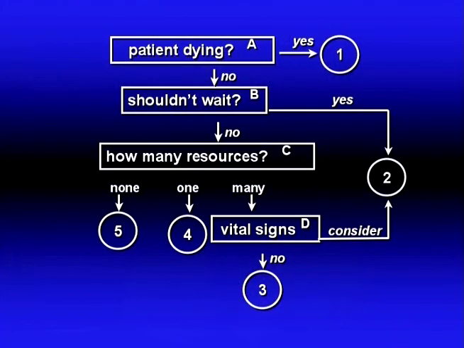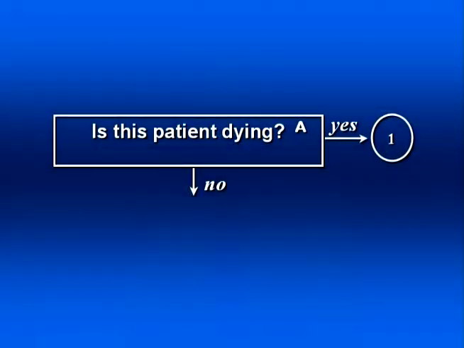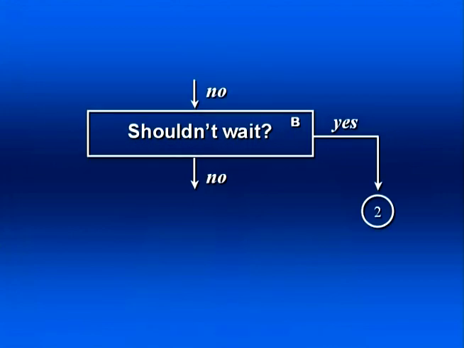To summarize, decision point A: is this patient dying? If the answer is yes, the patient meets ESI level 1 criteria. If the answer is no, the triage nurse moves on to decision point B. Is this a patient who shouldn't wait?